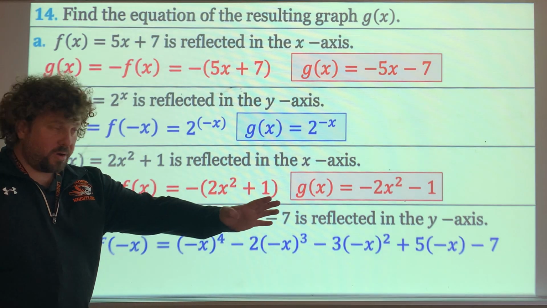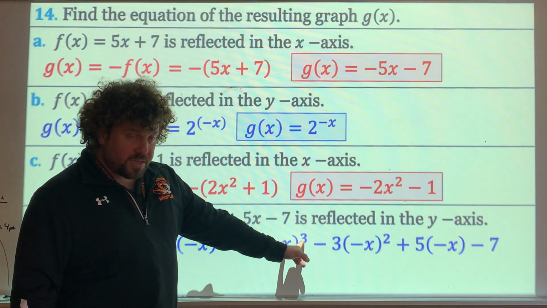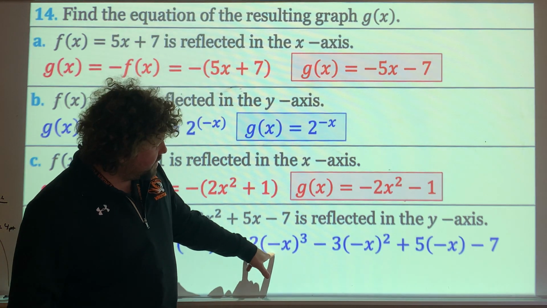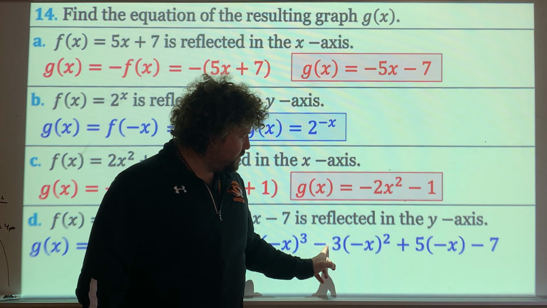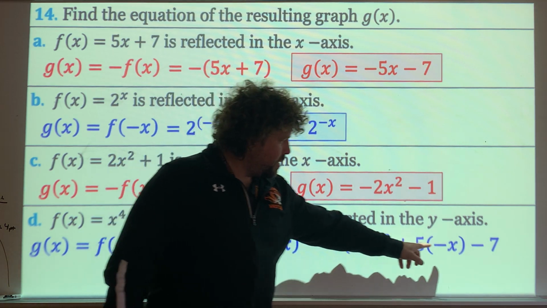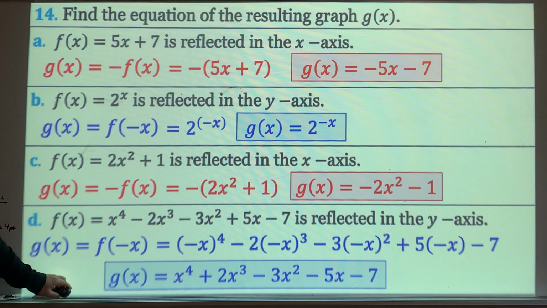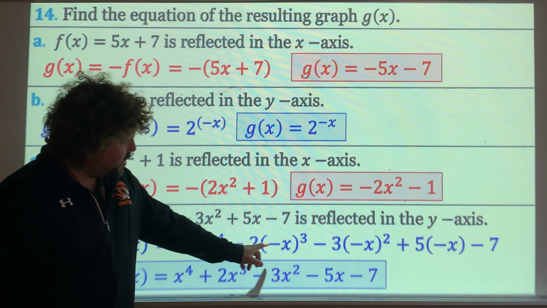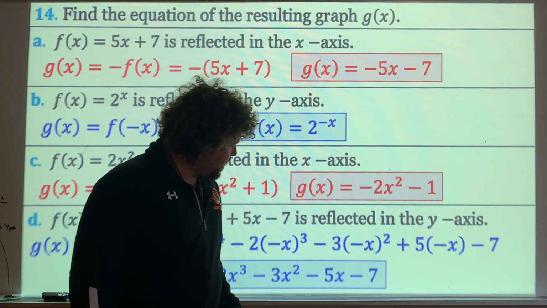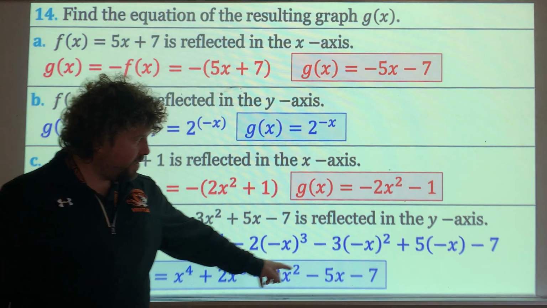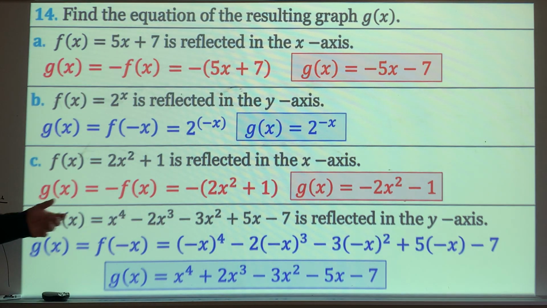Negative x to the 4th is 4 negatives, which is a positive. Minus negative x to the 3rd. Negative x to the 3rd is negative times a negative, so that means this becomes positive 2x to the 3rd. Negative x squared is positive, but it becomes a minus 3x squared minus 5x minus 7. And there you go. You just count the negatives. 4 negatives, even. 1 plus 3 is 4 negatives, even, because they're both positive. 1, 2, 3 negatives is odd, negative. 1 negative, odd number, negative, and then 1 is not. Then we're done.